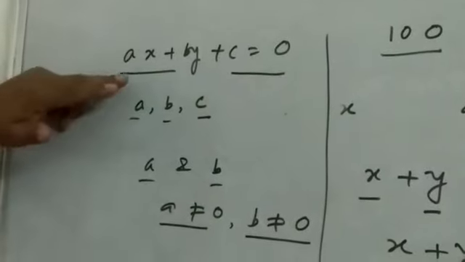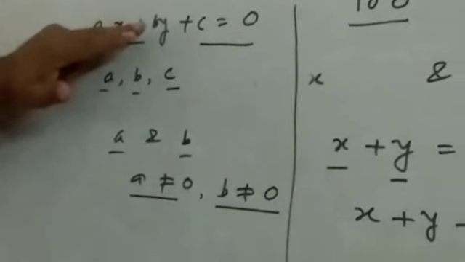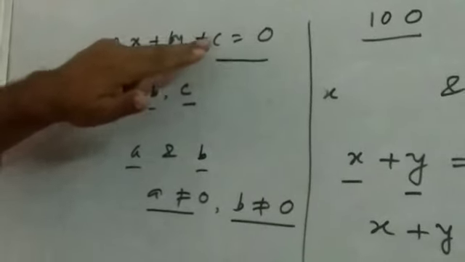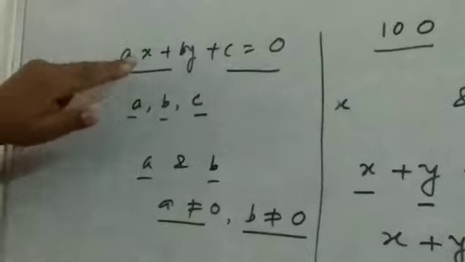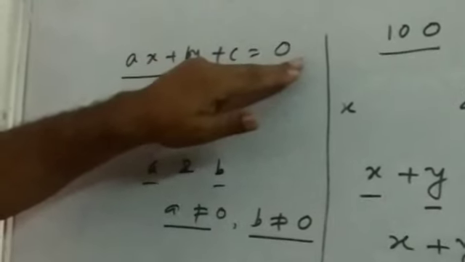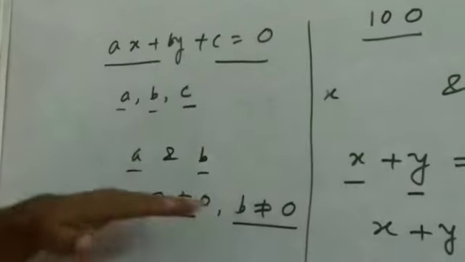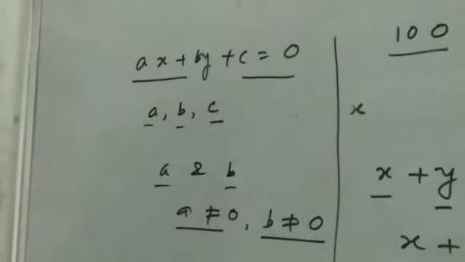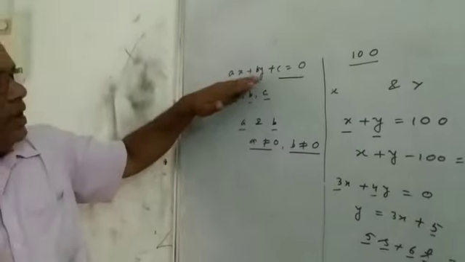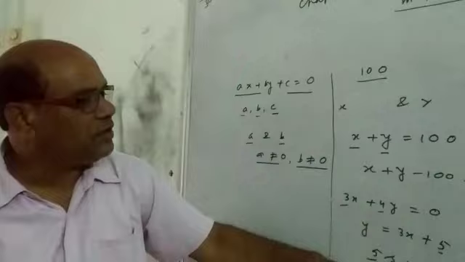That means you have to express the x term first, then the y term, then the constant term. This is the arrangement of the terms, and it is equal to 0. So this is called the standard form or general form of a linear equation in two variables. You see, this equation and these equations are the same.